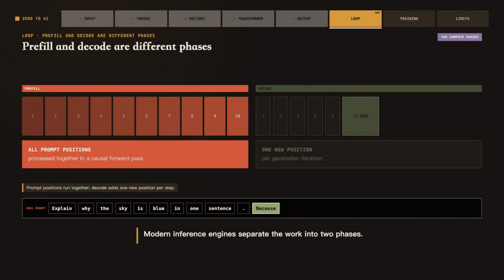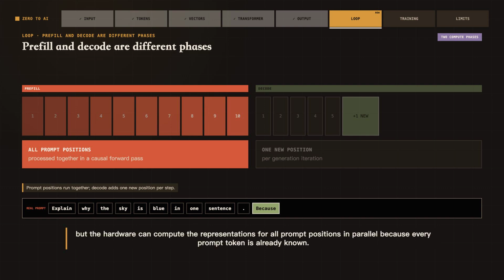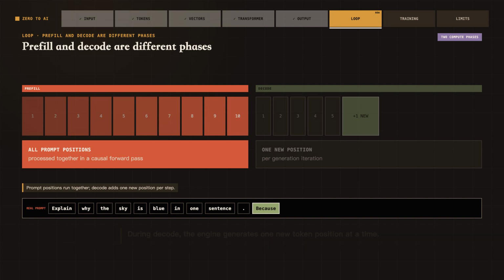Modern inference engines separate the work into two phases. During prefill, the model processes the prompt tokens. The causal mask still applies, but the hardware can compute the representations for all prompt positions in parallel because every prompt token is already known. During decode, the engine generates one new token position at a time. Each step depends on the token selected in the previous step.